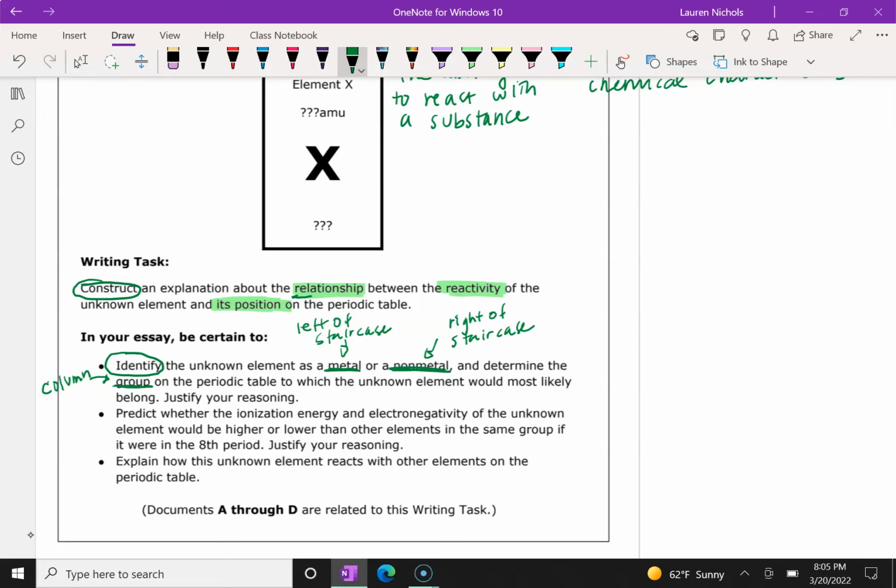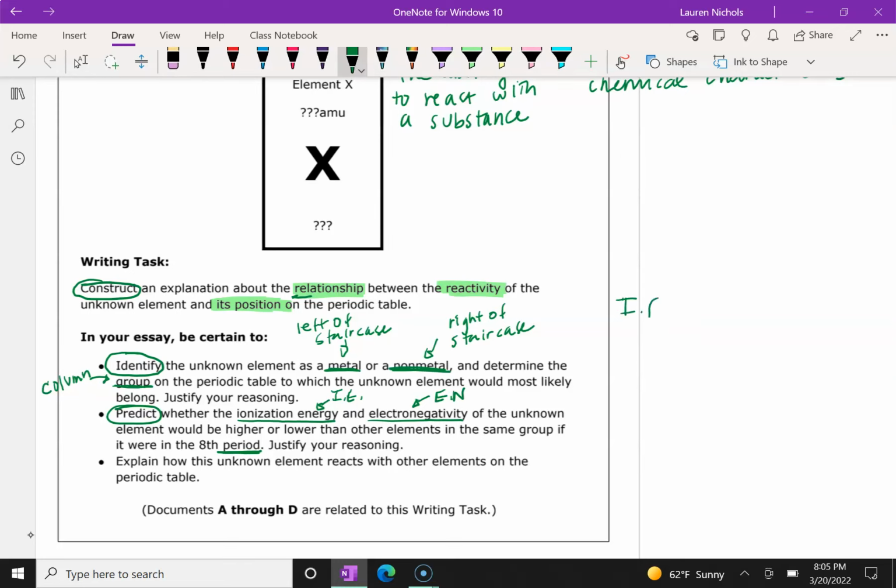Then in our second bullet point, it tells us to predict whether the ionization energy, that's a new vocabulary word in our prompt, and electronegativity of the unknown element would be higher or lower than the other elements in the same group if it were in the 8th period. Okay, so for ionization energy and electronegativity, I'm going to have to write those definitions out on the side. I'm just going to abbreviate ionization energy as IE, and electronegativity as EN.